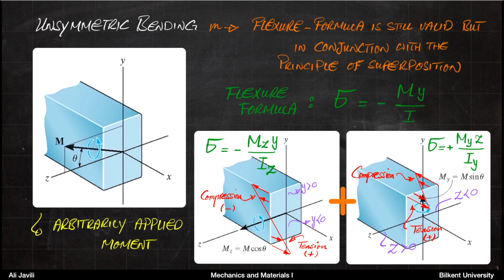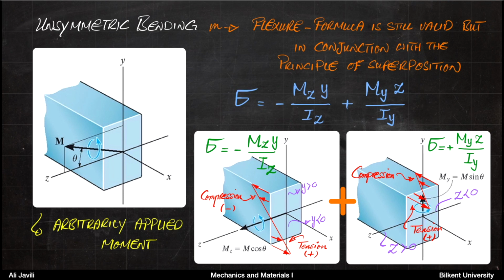All right, so now that you have the answer for the stress from the first system and from the second system, all you need to do is add these two together and you get the stress formula. This is exactly what we did in the discussion on the principle of superposition.